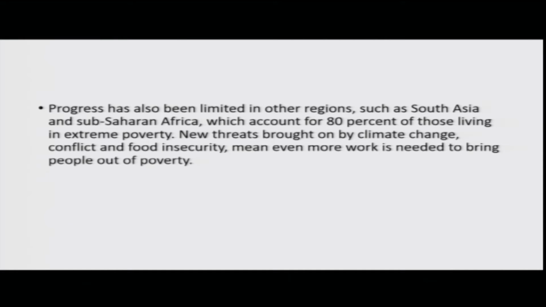And for example, there is also a threat of climate change, conflict and food insecurity. See, climate change can create food insecurity because unpredictable weather conditions can really create problems for agriculture. For example, people say that a 2% increase in temperature can affect agriculture very drastically. It can affect yields and so on. So this is a problem. How does one address this?